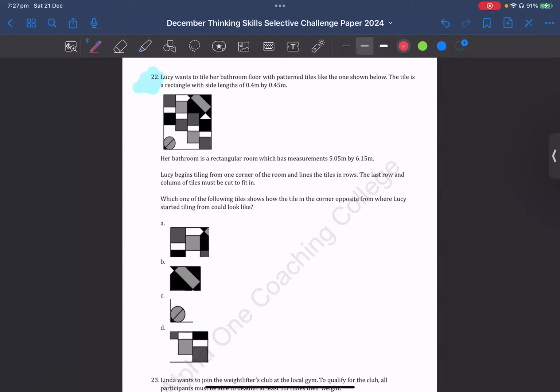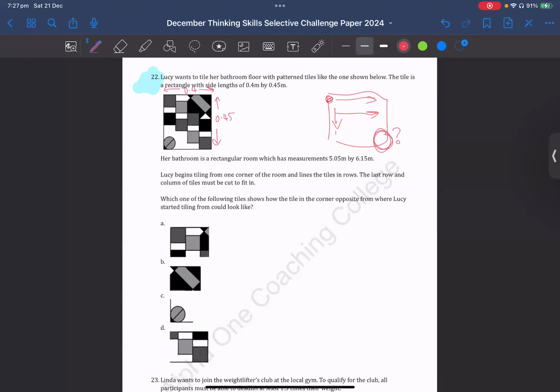Alrighty. So the rectangle has a side length of 0.4 each way, and then 0.45. Her bathroom is a rectangular room which has measurements 5.05 by 6.15, and the last row and column of tiles must be cut to fit in. So we want to find the tile in the corner opposite from where Lucy starts. So I'm going to assume what that means is, okay, she's going to go this way, all that, and we want to find this final tile here. Now that's the question, and I'm going to show you how I'm going to work it out.